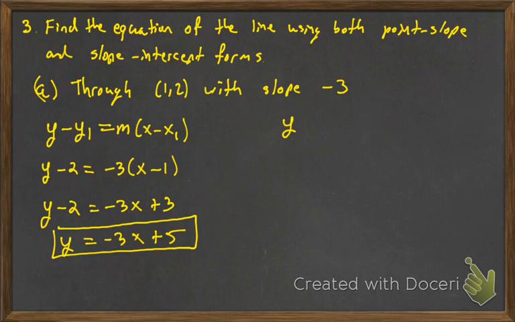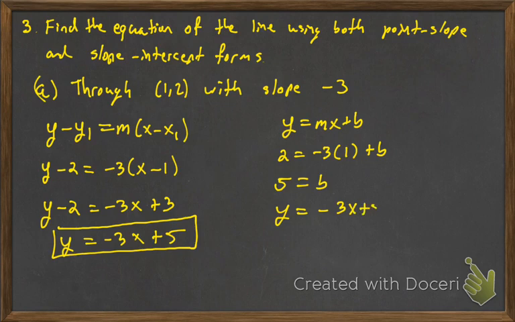Now if we're going to use y equals mx plus b, we're going to replace the x and the y with 1, 2, and m with negative 3. And then we're going to solve for b. So 2 equals negative 3 times 1 plus b. Add the 3 to both sides, and we get 5 is equal to b. And then we get y is equal to negative 3x plus 5. So we're going to get the same thing. I think it's probably slightly more work to do the slope-intercept form, even though it may not look like that with the number of lines we've written here. Okay, let's do another one.